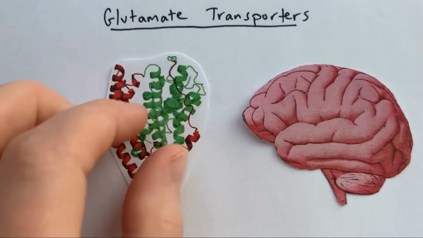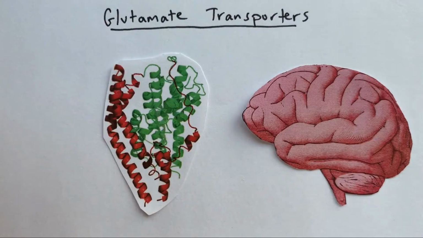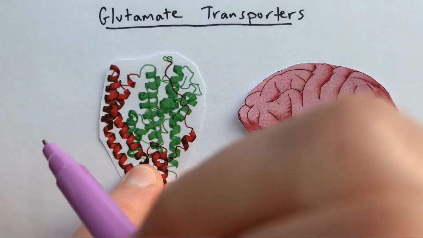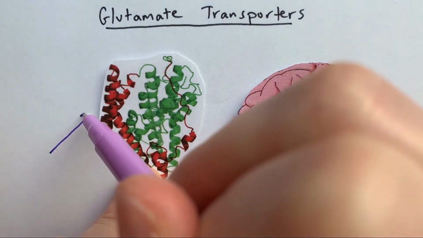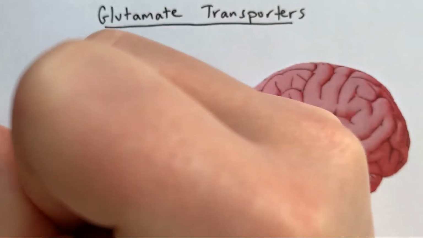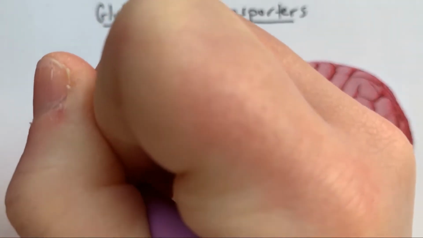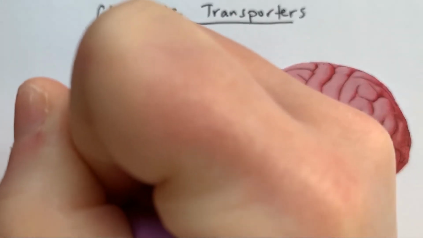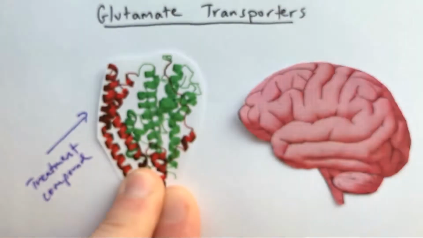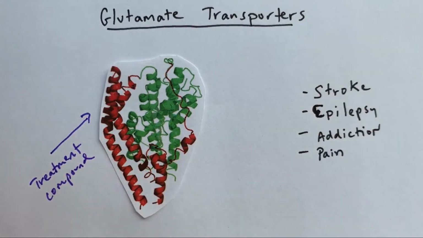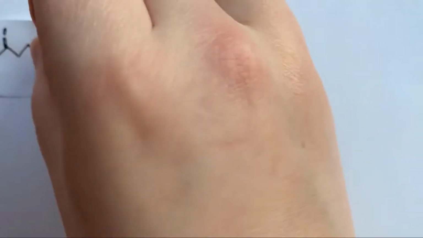In this video, I'm going to explain the fundamentals of glutamate transporter function, and hopefully I will be able to demonstrate how cool these transporters are and how important they are in the brain. I will also describe a potential treatment strategy that I am researching in my laboratory that targets these glutamate transporters for neurological disorders. These disorders can include stroke, epilepsy, addiction, and neuropathic pain, amongst others.